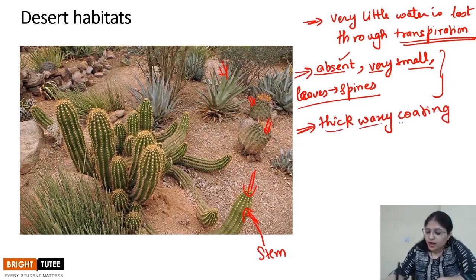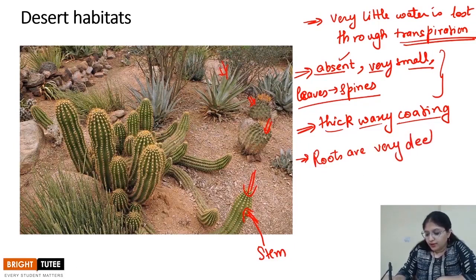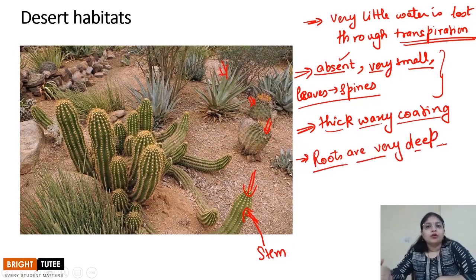This waxy coating actually prevents the water from being lost from the body, right? So this is the change that is occurring on the part which is above the ground. Now if we talk about the roots, roots actually go very deep, right? The reason is that these roots extend down to wherever the water source is. So the roots of the cactus grow very deep in search of water.